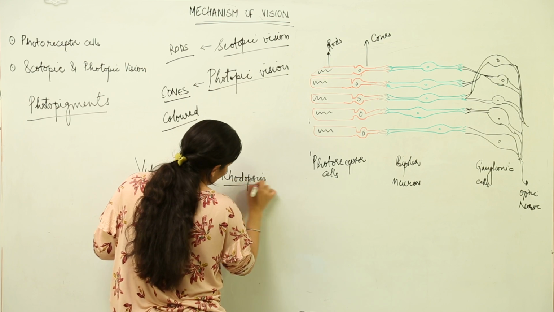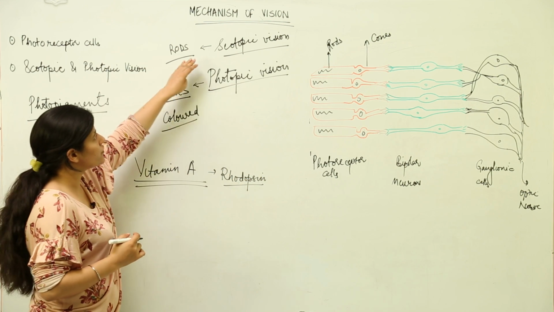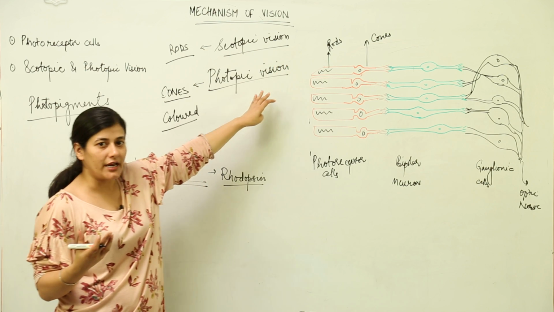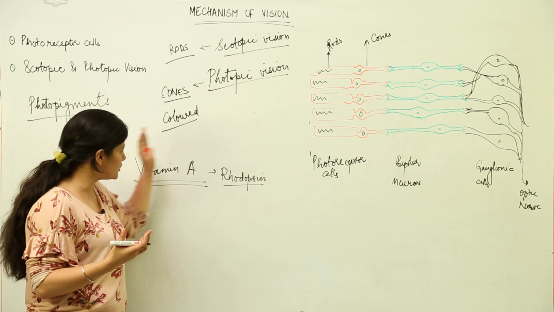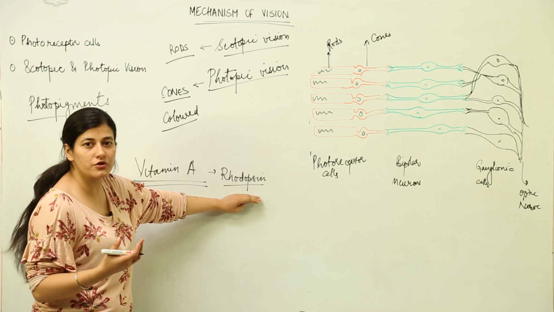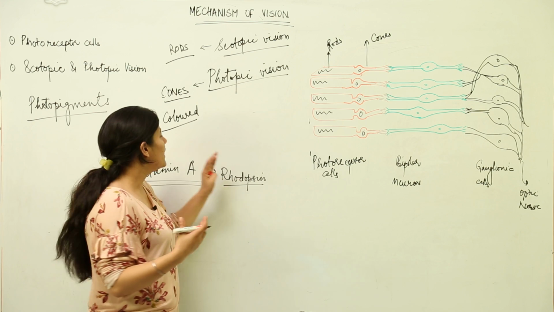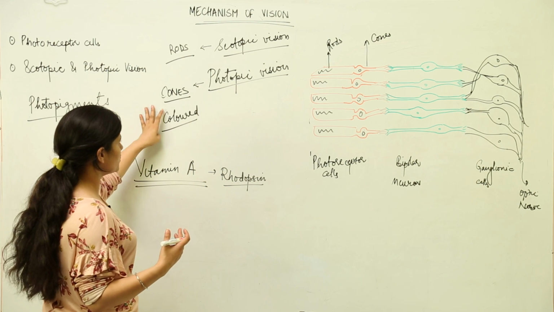Rhodopsin is a pigment that is present in the rods, which are responsible for scotopic vision. Now, if somebody is having night blindness, it will be due to deficiency of vitamin A. They will not have rhodopsin in their eyes and it will be difficult for them to see in the dark. Now, coming to the cones.